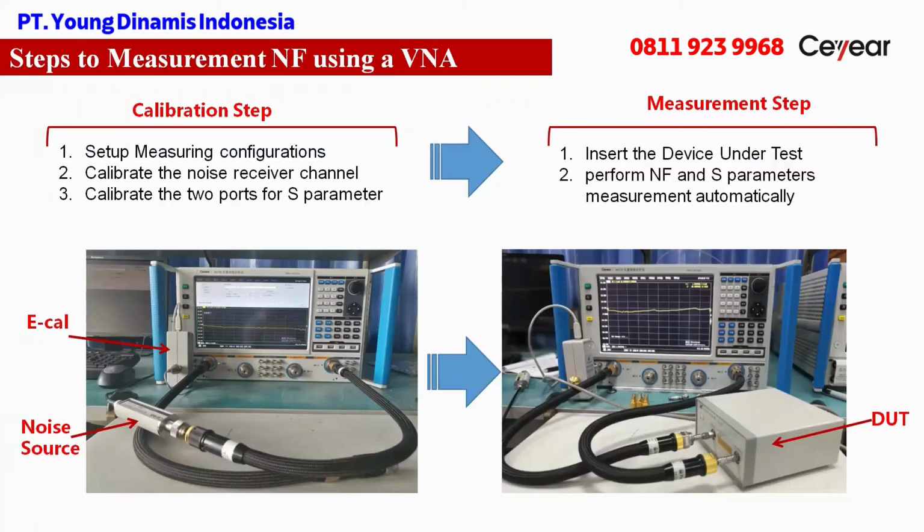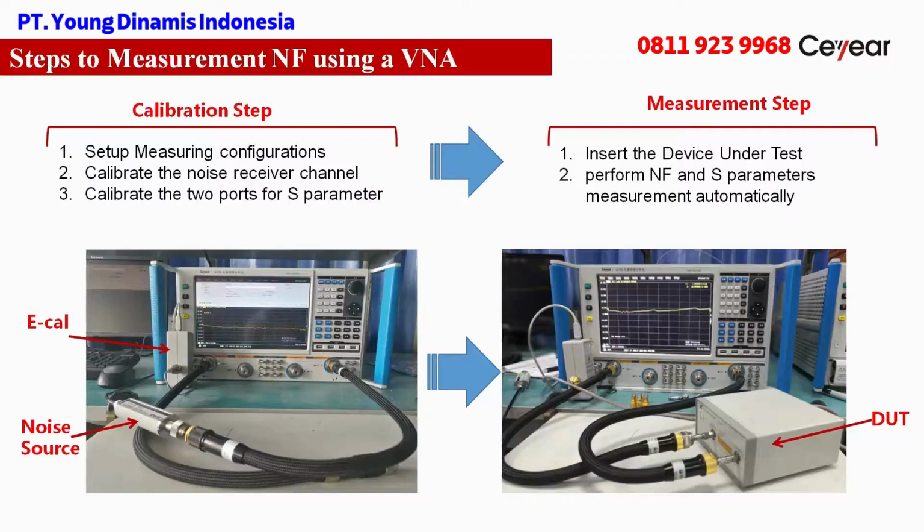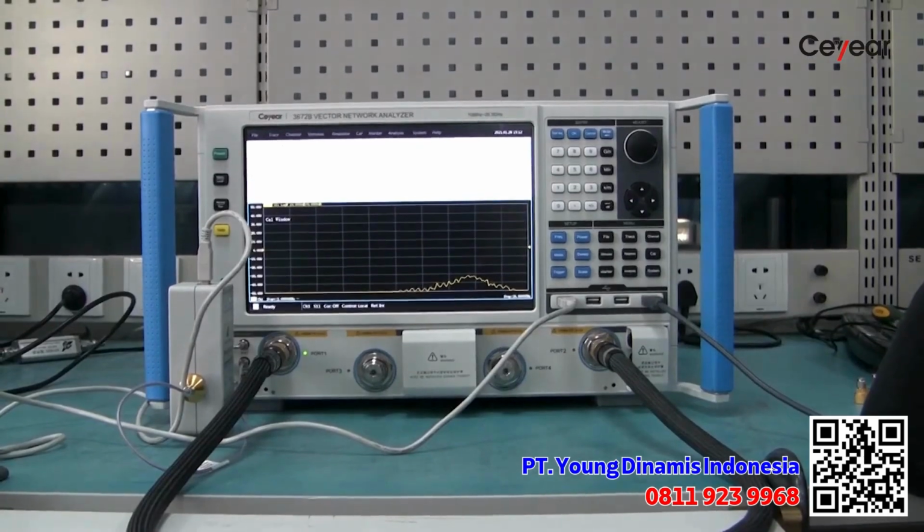To make noise figure measurement using VNA, we should first calibrate the measurement channel to get the internal noise receiver's self-gain and noise figure. Then, we can insert the DUT and read back the noise figure, gain, noise parameters, and other S parameters as well. Now, let's get started.